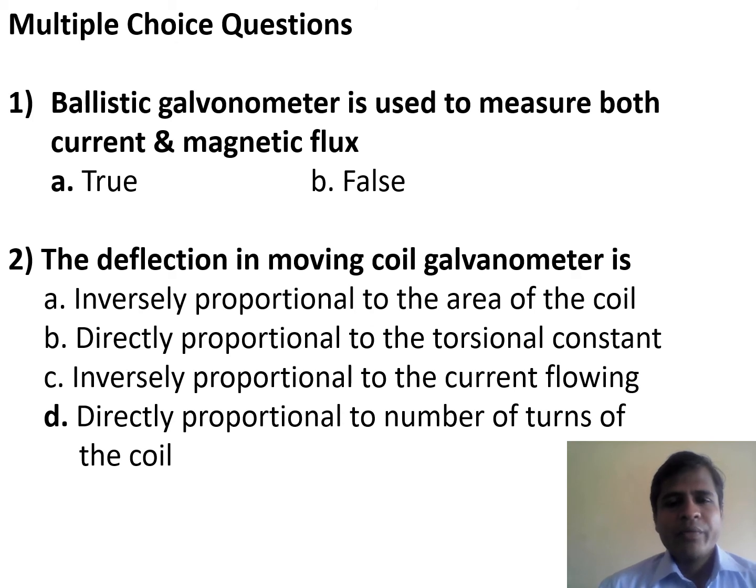because we know that the torque experienced by the coil is equal to C theta, and it is also equal to N into I into B into A. So according to this equation, theta is directly proportional to the total number of turns of the coil, and all other options are wrong. Only the correct option is option D, that is deflection in moving coil galvanometer is directly proportional to the number of turns of the coil.